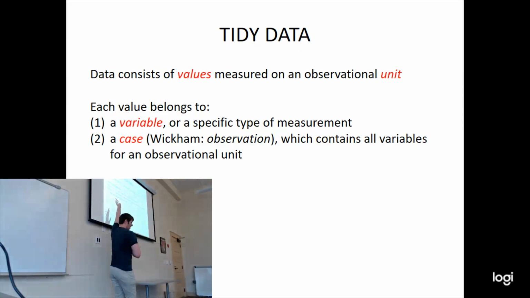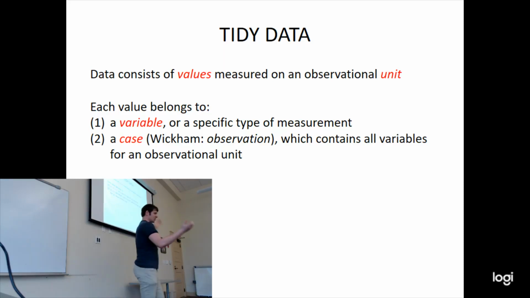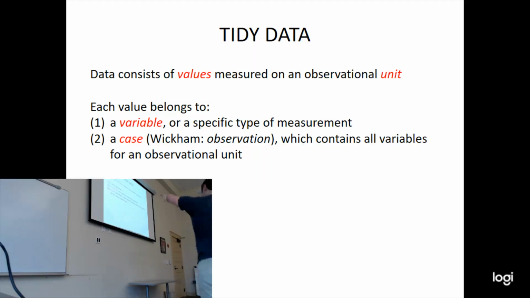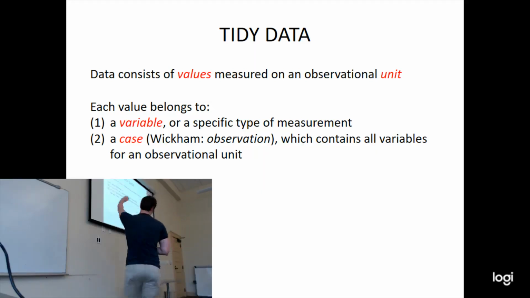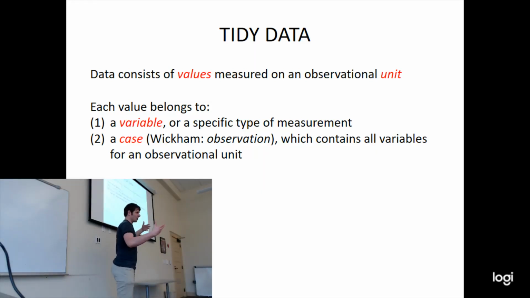The grouping of values that go together because they're the same observational unit, I'm going to call a case. Hadley Wickham uses the term observation, but I've been using that term to mean the scientific thing of interest, like seeing the thing and taking a picture of it. It's a little bit confusing terminology. So case just means that all these things belong to the same observational unit. Variable means that it's all the same type of measurement. A lot of data follows this kind of structure.